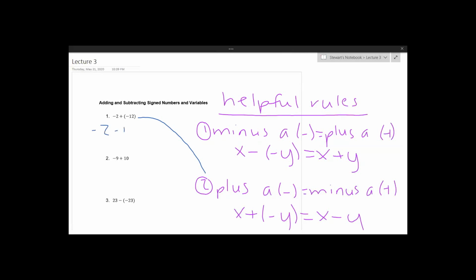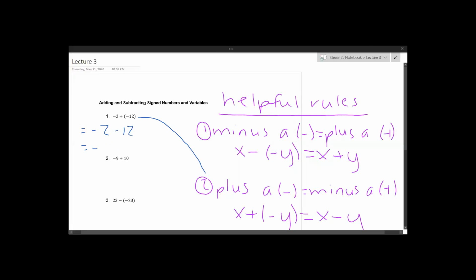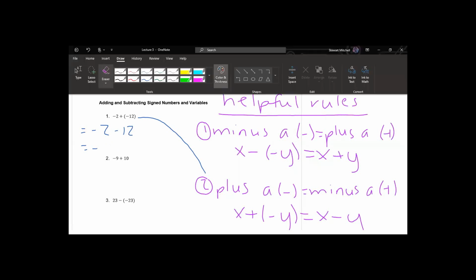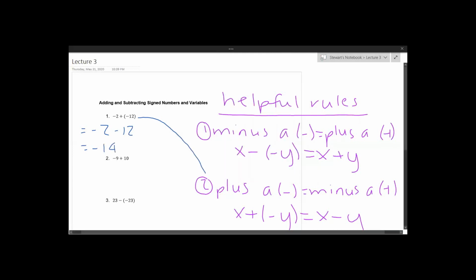negative 2 minus 12. These are equivalent expressions. If you think of it as subtracting 12 from negative 2, if you count backwards that'd be negative 14. Sorry, let me rewrite that, because that was not very nicely written for you. It doesn't look like a number. It looks kind of like I messed up. There we go, negative 14.